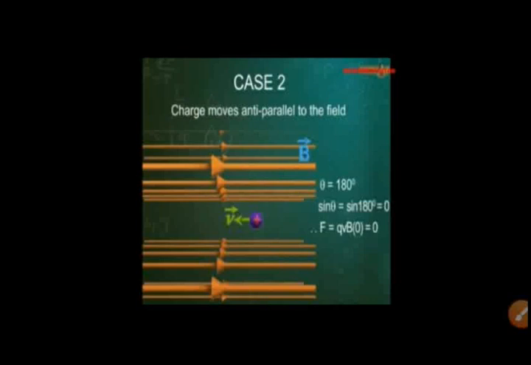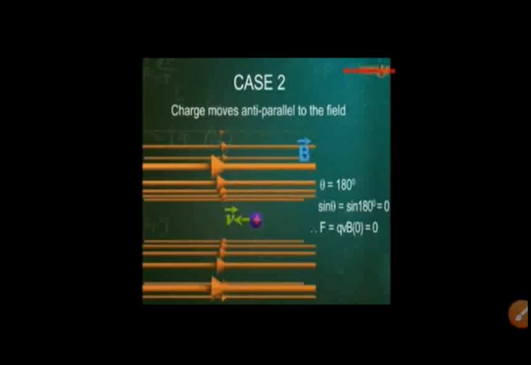Next, suppose the charge is moving anti-parallel to the field, that is in the opposite direction of the magnetic field. Here you can see the charge is moving towards left, magnetic field is toward right. That is, the angle between velocity and the magnetic field is 180 degree. Both are anti-parallel. We know sin 180 degree is equal to 0. Therefore, the magnitude of magnetic force F will be equal to qvB sin theta equal to qvB into 0. Again, you will get 0.